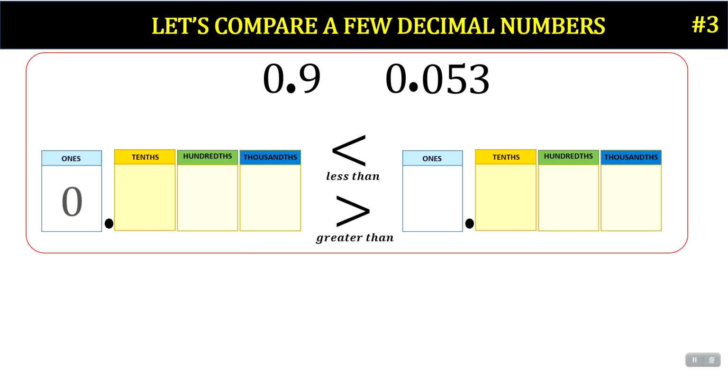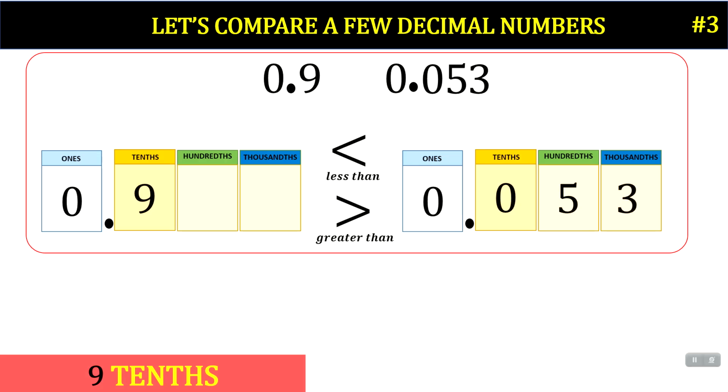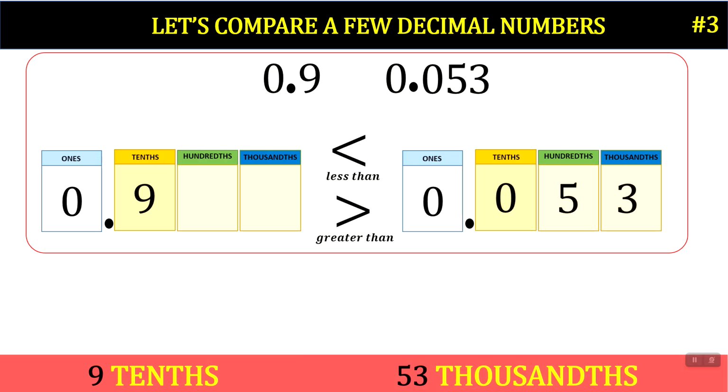Now number 3, 0.9 and 0.053. Let's place them in the place value chart. And we read them as 9 tenths and 53 thousandths. We know that because the 3 is the last digit, and we look up and we see thousandths.